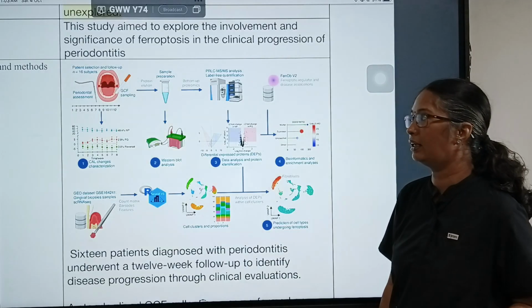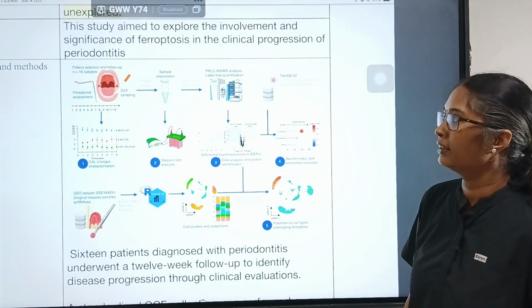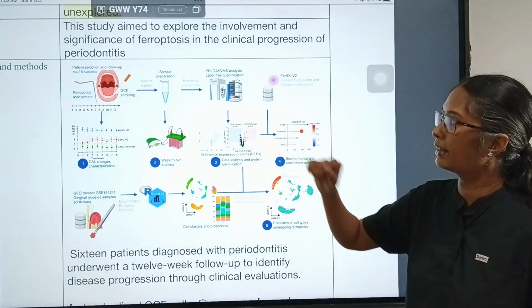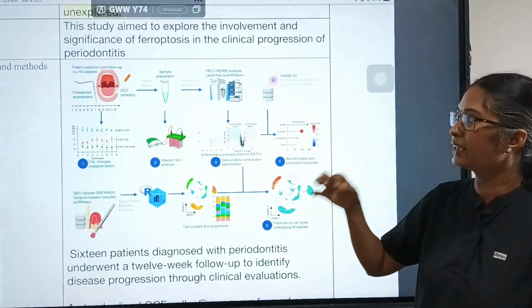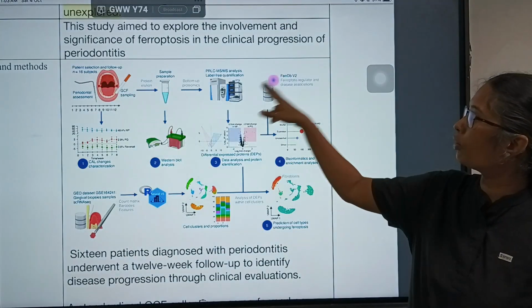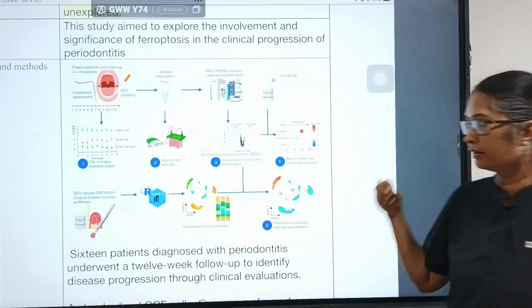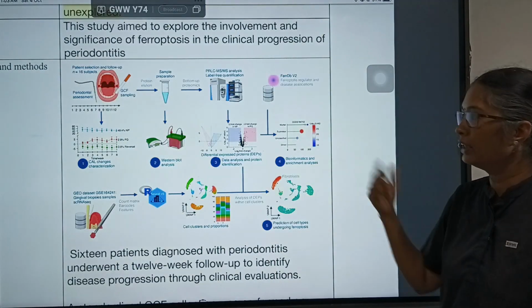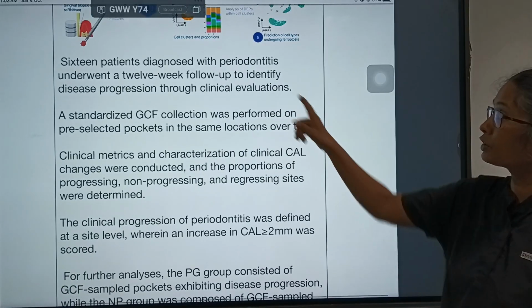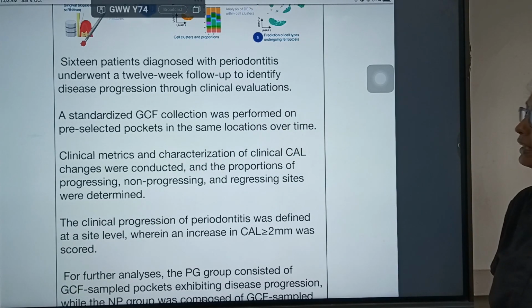Here there is a schematic representation. They used 16 patients and assessed the periodontal status. They measured the probing depth, and then they collected GCF samples from the selected teeth which had increased probing depth, and they did all the analysis to find which protein is a marker for progressing periodontitis. So 16 patients diagnosed with periodontitis underwent a 12-week follow-up to identify disease progression through clinical evaluations.